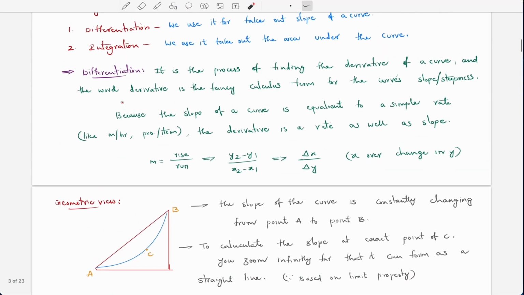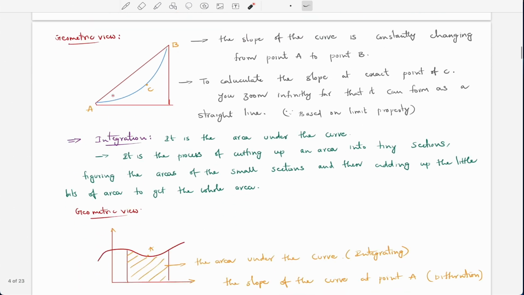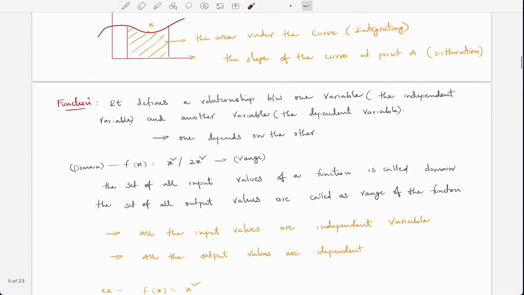So hey guys, welcome back to another lecture. In the previous lecture we discussed differentiation and integration, and we discussed the introduction to calculus. So today we're going to look at functions.